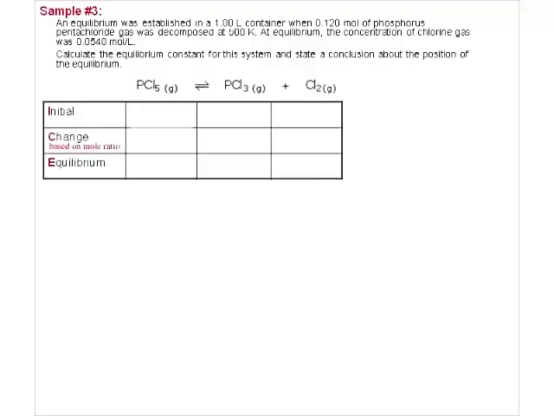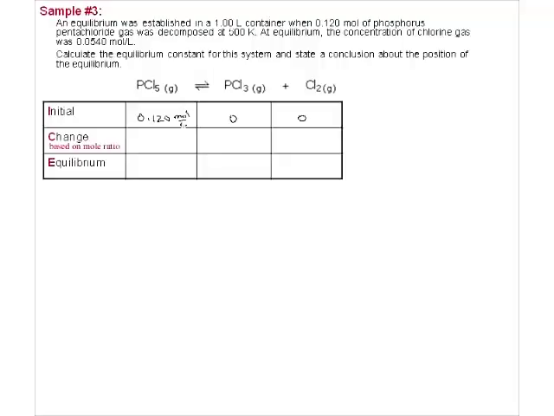So the very first thing we want to do is make our ice table. And we're looking at this and saying, okay, we've got a 1 liter container. We've got 0.120 moles of phosphorus pentachloride gas put in this container. So that's our concentration, right? It's going to be 0.120 moles divided by 1 liter. We didn't put any PCl3 in. We did not put any chlorine in. The only thing that was put in this container was the phosphorus pentachloride.